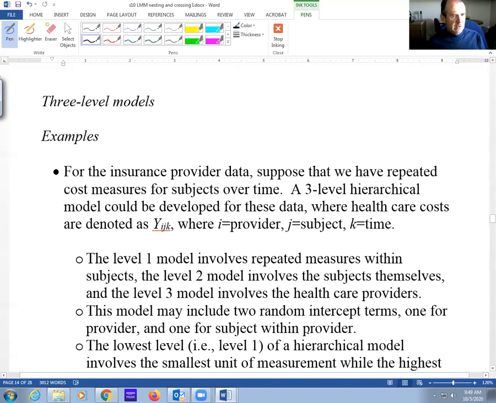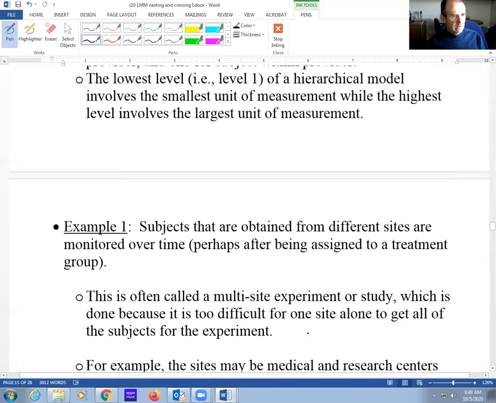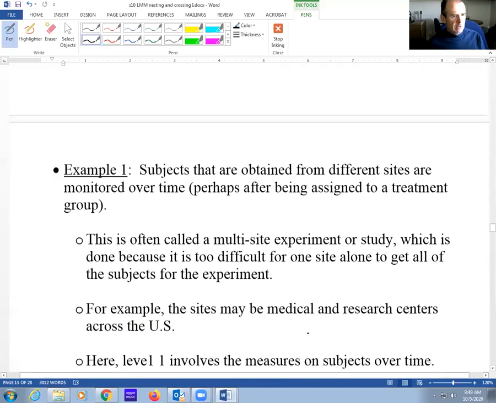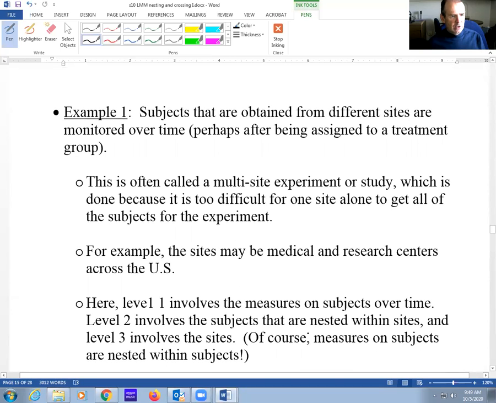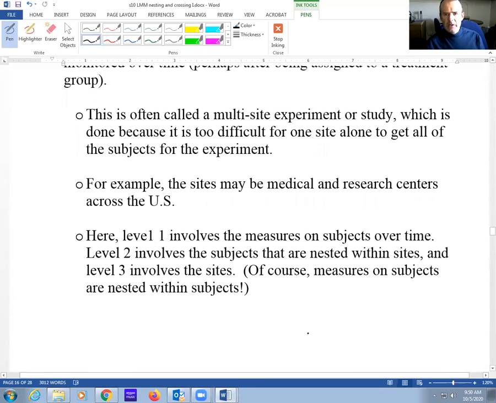Some more examples here. I'm gonna skip this unless anyone has questions. So these are just different examples where the largest unit could be like a hospital or provider, the middle unit might be the subject, and the smallest unit, the repeated measures.